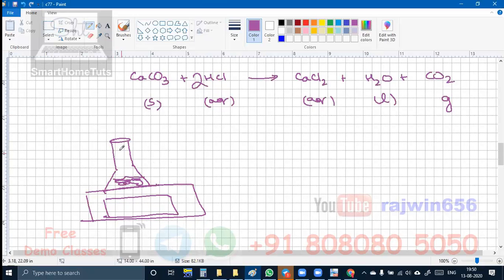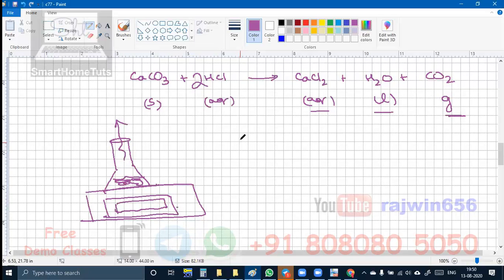The reaction is taking place, and what is escaping out from here? CO2. Carbon dioxide will go out. These both are liquid parts, they cannot go out. Carbon dioxide will go out. So what will happen to the reading that you will observe in the electronic balance? It is going to decrease.